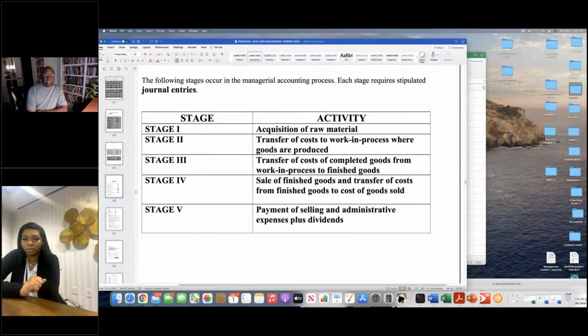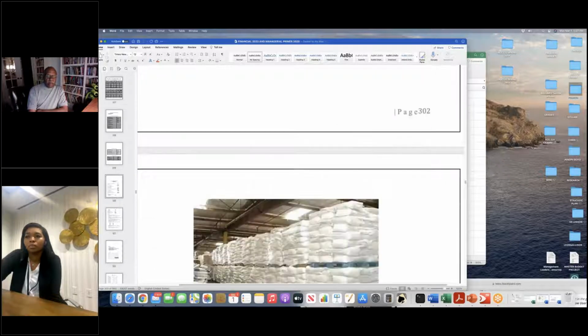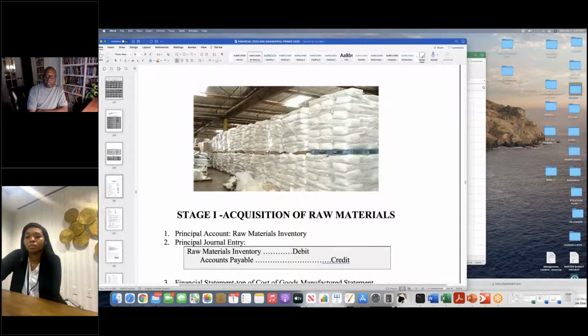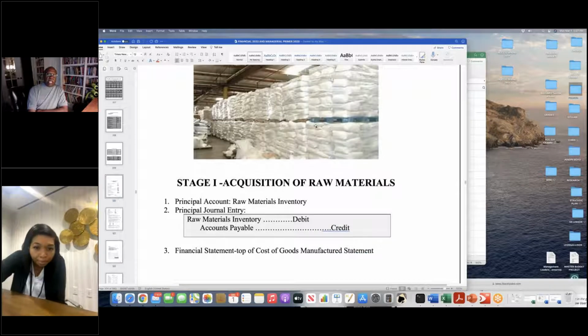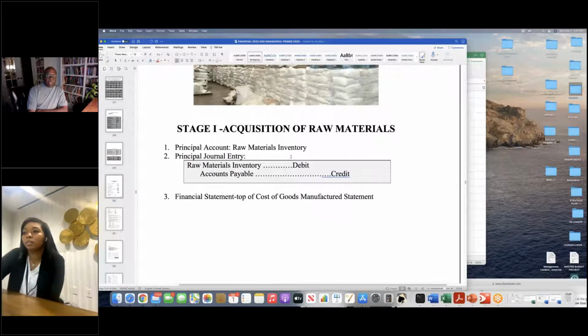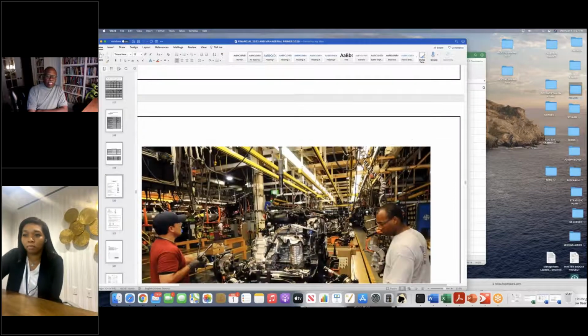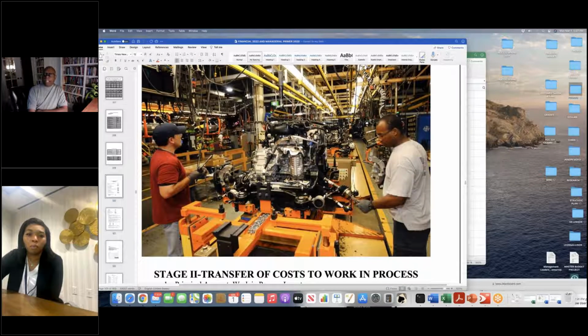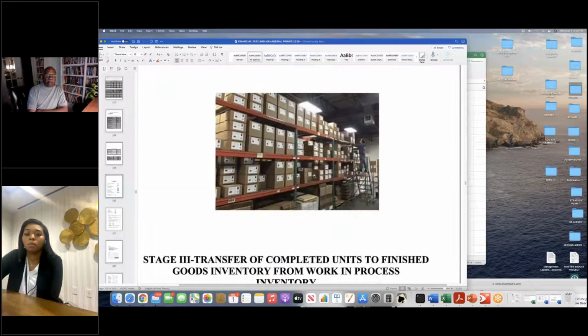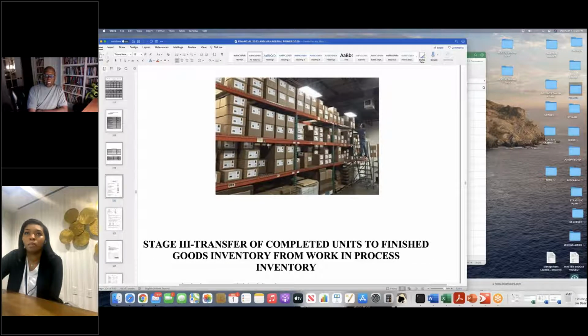So let's look at these stages again. If you look in the primer, stage 1, we get the raw material. So here they're getting the raw materials to make the product. That's that journal entry. Stage 2, they make an item. Those 3 journal entries where you make the item. So the workers come into play to get the raw materials and make the item. Stage 3, you package it and you're getting it ready to sell. That's stage 3.